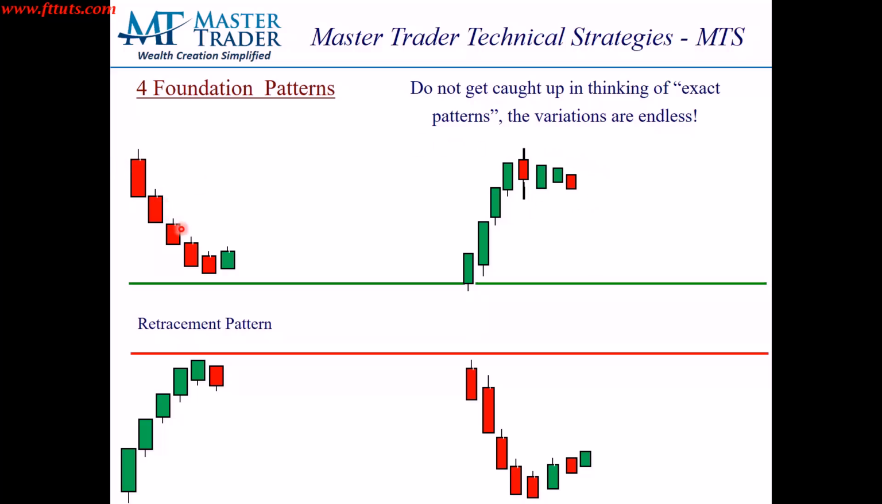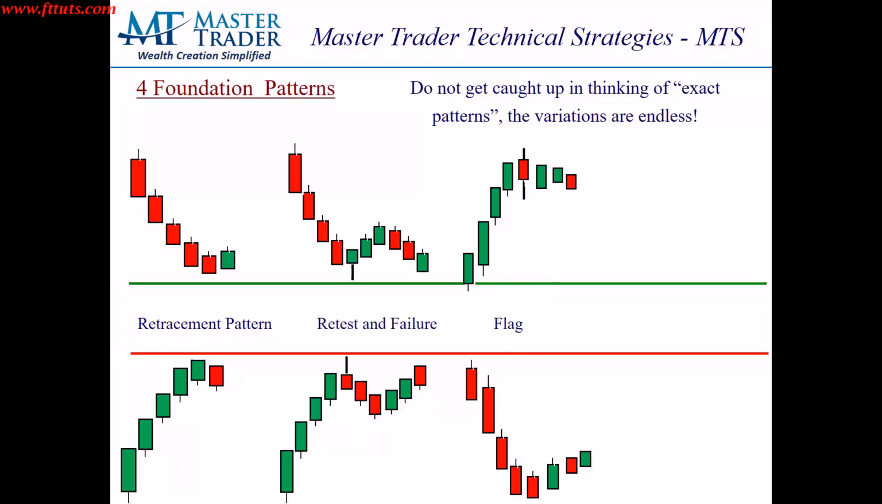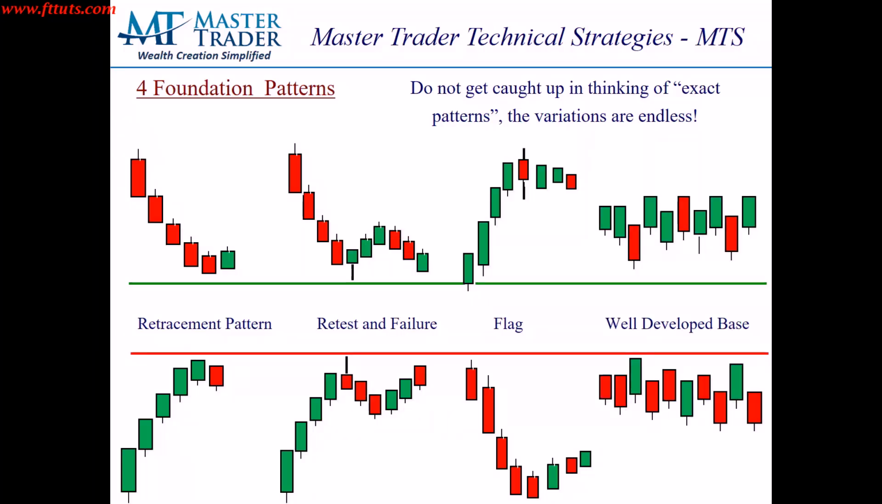Uptrend patterns. These are the foundational four types of patterns, just pullbacks, a bullish flag. In other words, it goes up and it kind of corrects, sloping to the downside a little bit, looking for a continuation move higher. And these are just the bullish ones. Your retest and failure pattern, your W type of pattern, or M type of pattern, or just a base, a well-defined base.